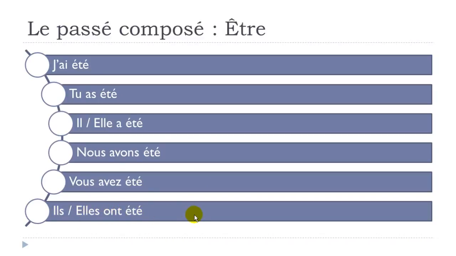Elles ont été. Alright? So one thing that you should remember is that even if it's être, to be, you will have to construct it with avoir. Okay? So, j'ai été, tu as été, il a été, elle a été, nous avons été, vous avez été, ils ont été, elles ont été.